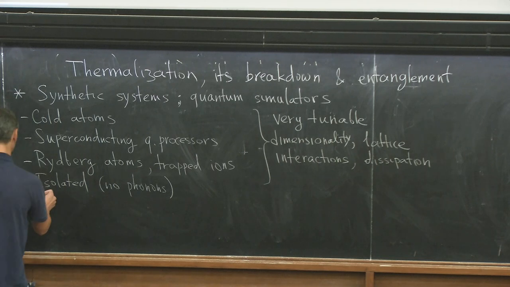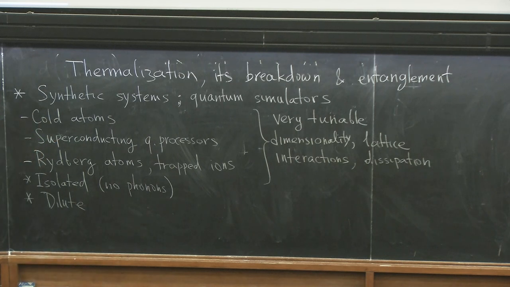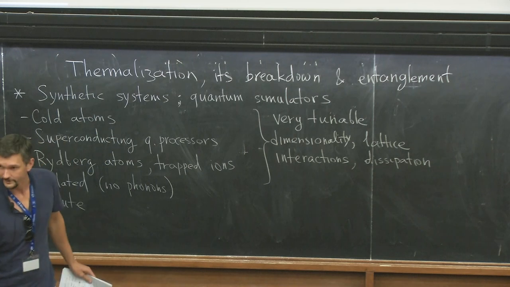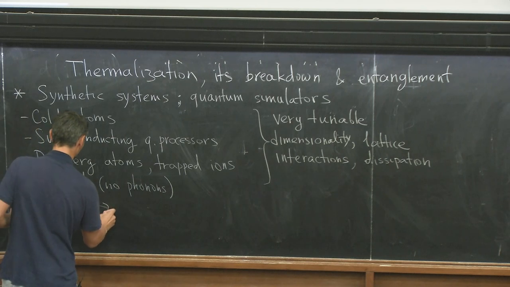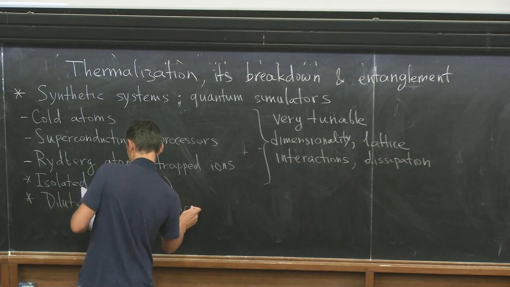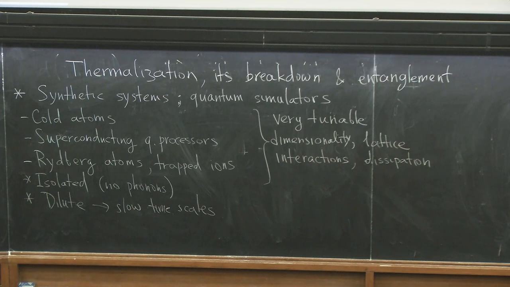And on top of that, the systems are quite dilute. If you compare the distance, for example, between atoms in an optical lattice, it is many orders of magnitude larger than the distance between atoms in a solid. And that leads to time scales being very slow. So you have slow time scales. Let's say milliseconds versus picoseconds in solids.